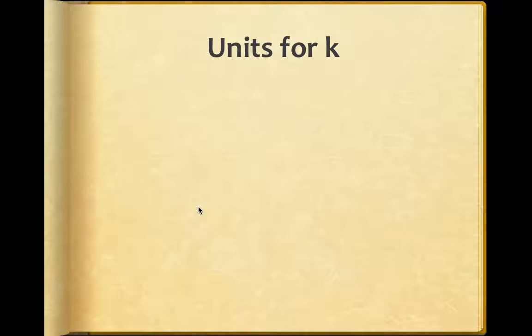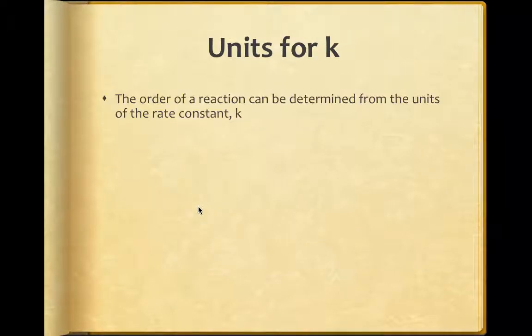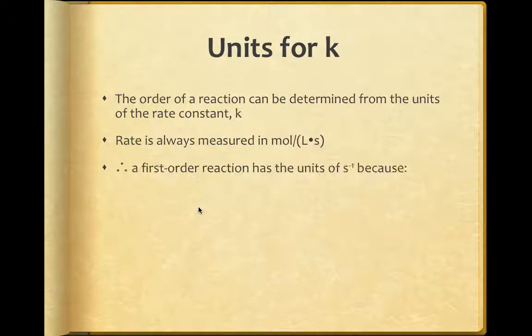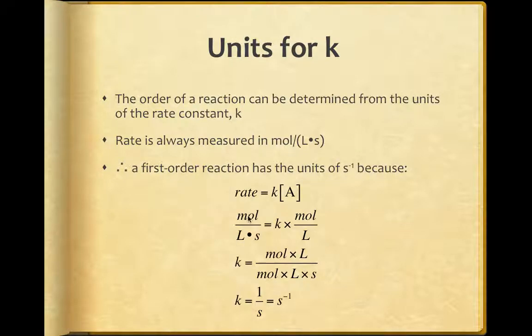Now, the units for k, our rate constant, are a little bit tricky. The order of a reaction can be determined from the units of the rate constant k. The reason why it's a little tricky is if we look at it a little bit closer. The rate of a reaction is always measured in moles per liter second. So if we look at a first order reaction, here we have an expression where the rate is equal to k times the concentration of A raised to the power of 1. So our overall order of reaction is 1 in this scenario.